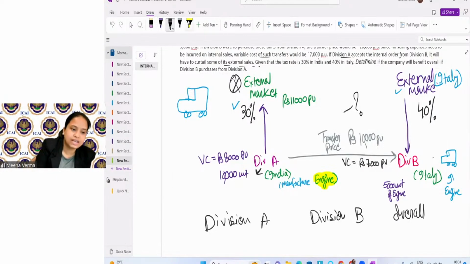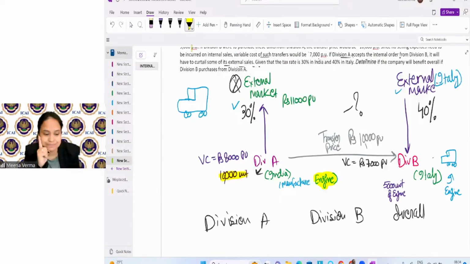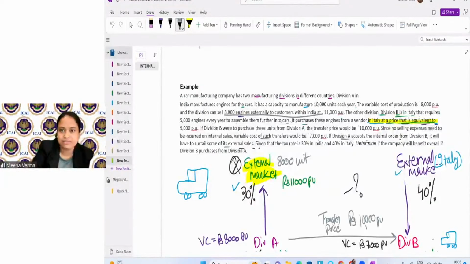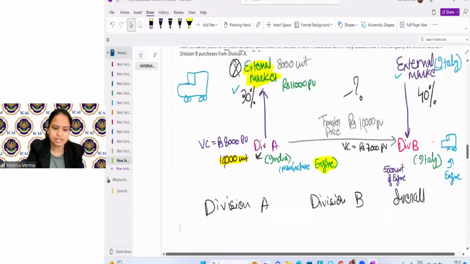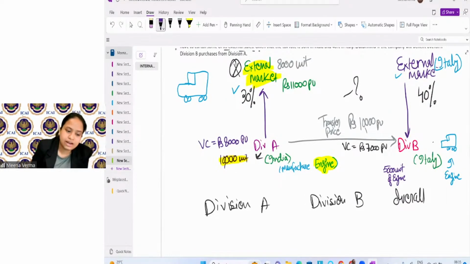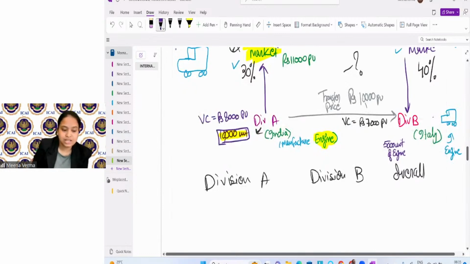See, the point is that if you see here, the capacity to produce the goods is 10,000. At rupees 11,000, it is given that they can sell 8,000 units in the external market. Okay, very nice. Now see, they have the capacity to produce 10,000 units, but they're actually selling 8,000 units in the outside market. So the point is that they have spare capacity. Division A has spare capacity.